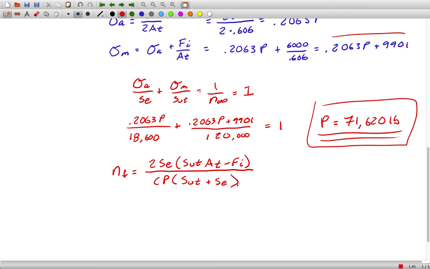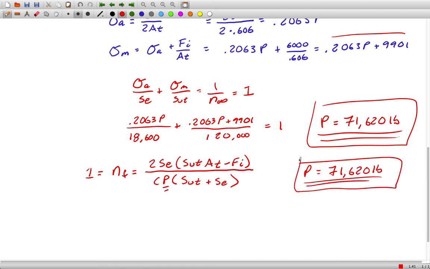Alright, so we have all those values. We have Fi, At, strength values, C, and then we got P right there to solve for. So if we set this equal to 1 and solve it, we actually get the exact same value. So as long as your force varies from 0 to a max, that is, it's a repeated load, that equation works fine.